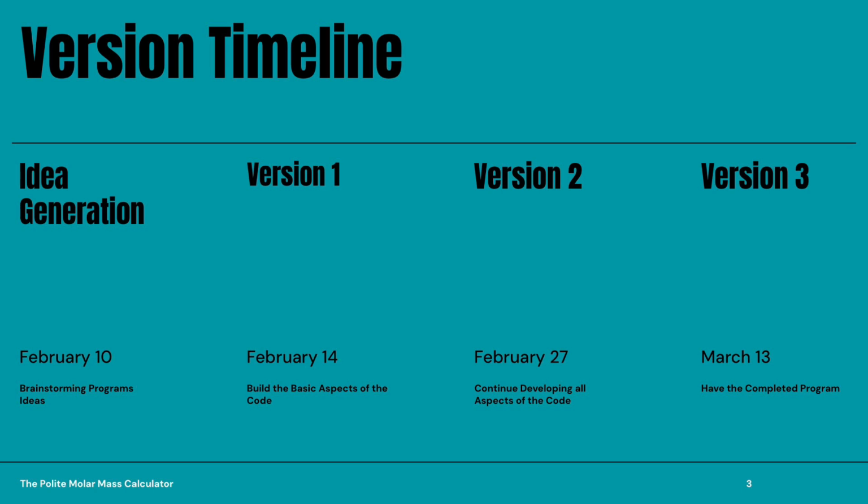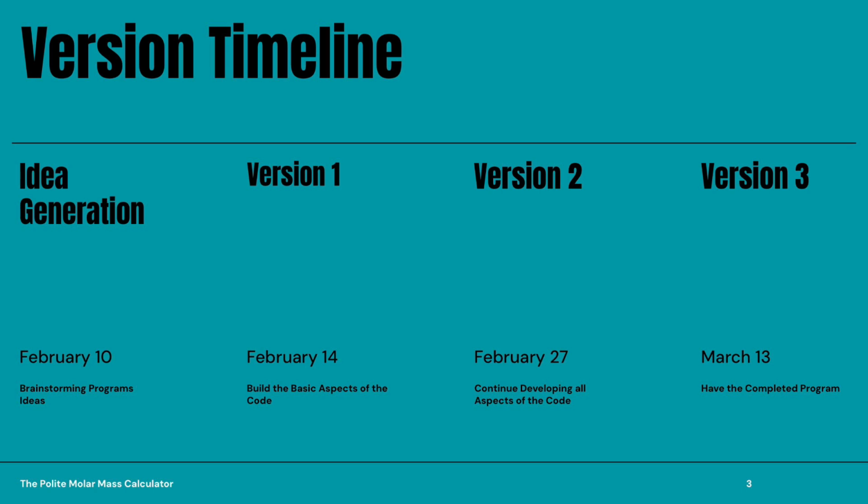Version 2, which had to be completed by the end of February, increased the functionality of this by allowing the calculation of a molecule which has one element but multiple of that element in it, and the molar mass of that molecule. And lastly, version 3, which is a completed code which could accurately calculate the molar mass of glucose, the final test case. The idea generation phase.